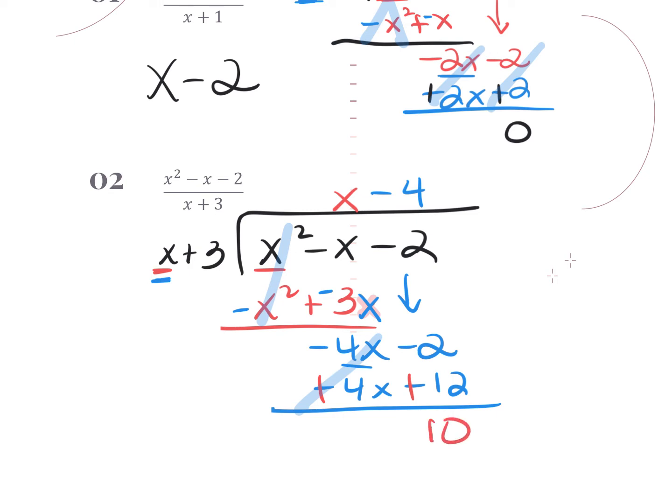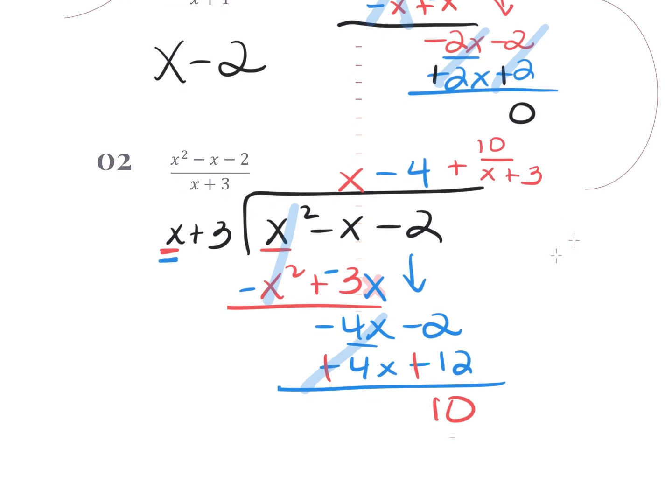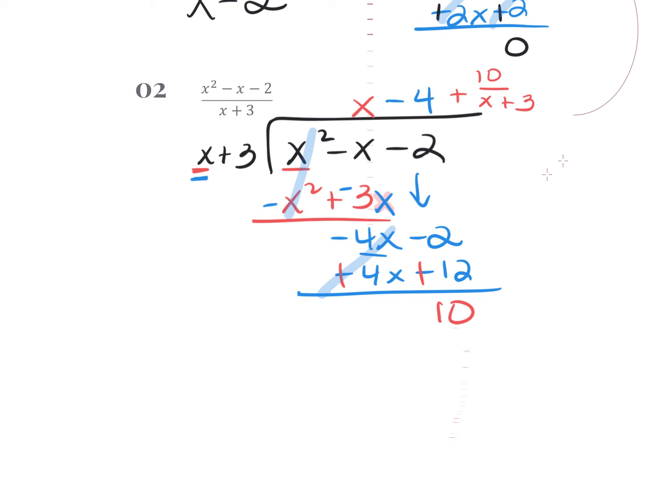Now remember, when you have a remainder, we're going to write it like a mixed number. So we're going to take that remainder and put it over the divisor. So the final quotient here is x minus 4 plus the remainder over the divisor.